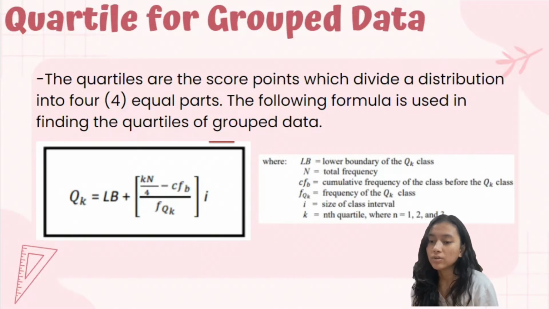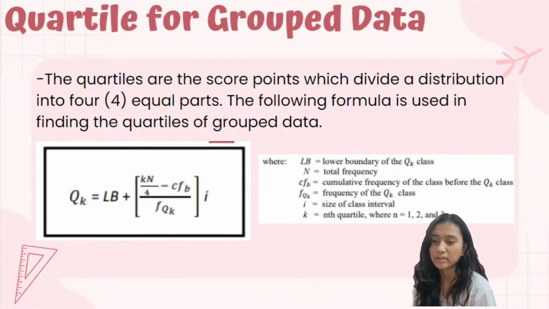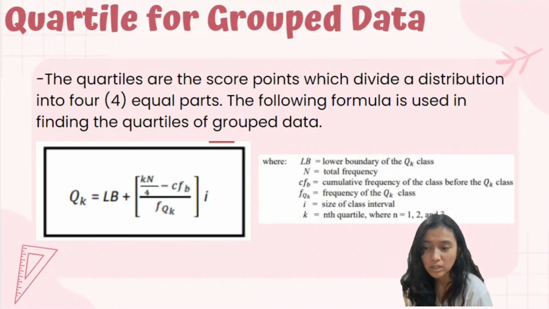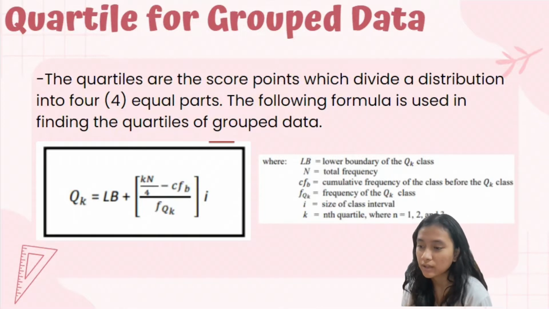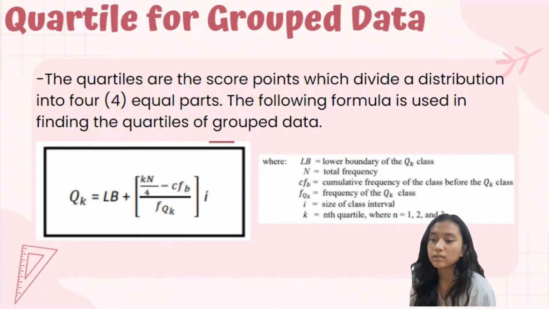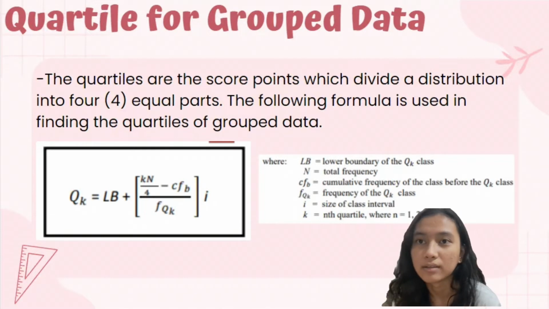So, the value of the quartile equals lower boundary plus open parenthesis, the value of the quartile times total frequency divided by 4, minus cumulative frequency of the class before the quartile class, divided by frequency of the quartile class, close parenthesis, times size of the class interval.